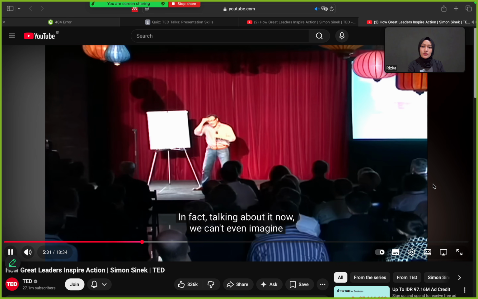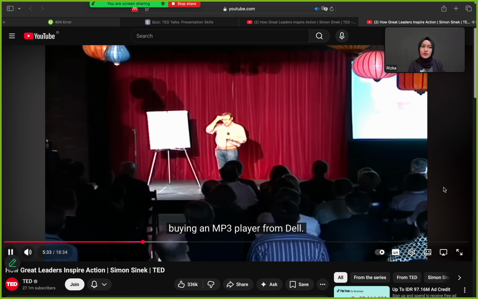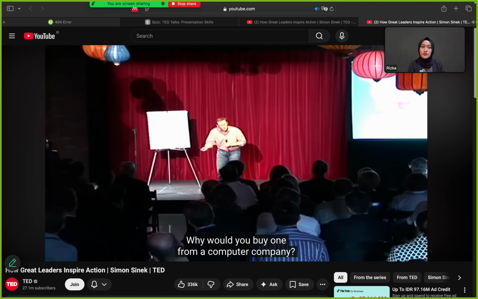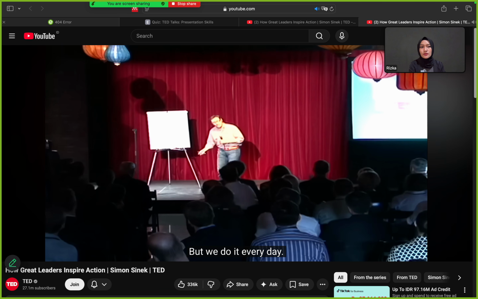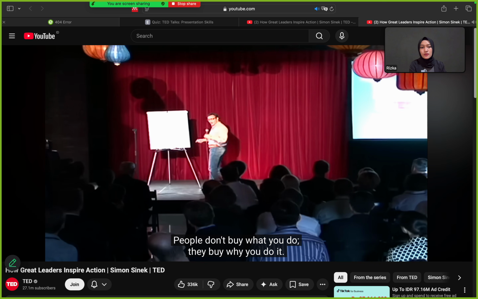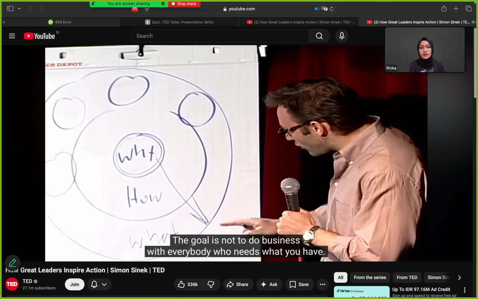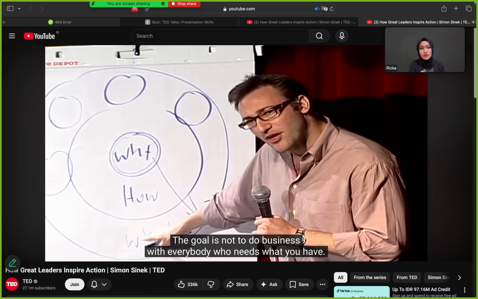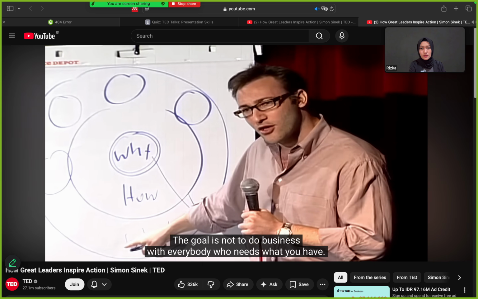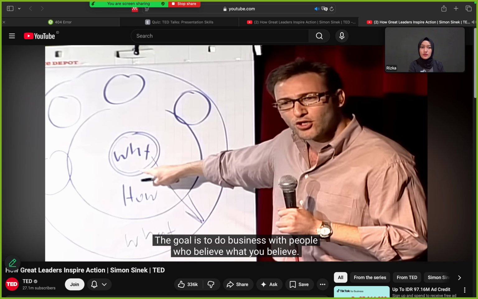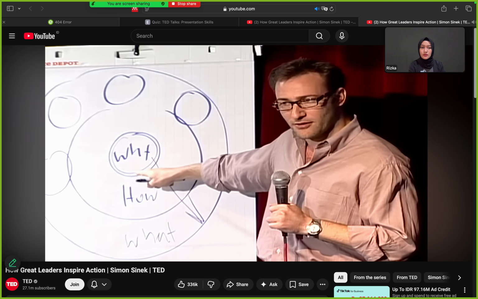In fact, talking about it now, we can't even imagine buying an MP3 player from Dell. Why would you buy an MP3 player from a computer company? But we do it every day. People don't buy what you do, they buy why you do it. The goal is not to do business with everybody who needs what you have. The goal is to do business with people who believe what you believe.